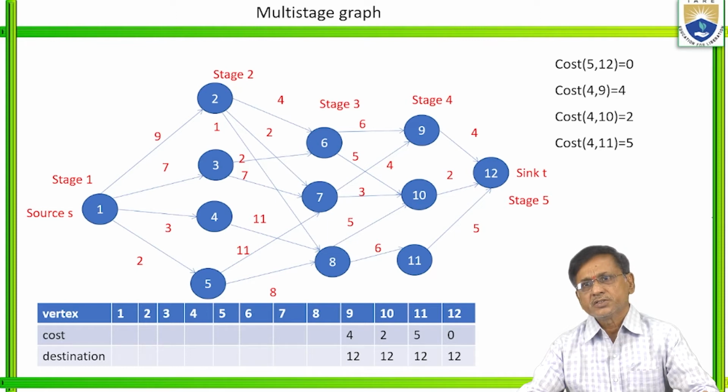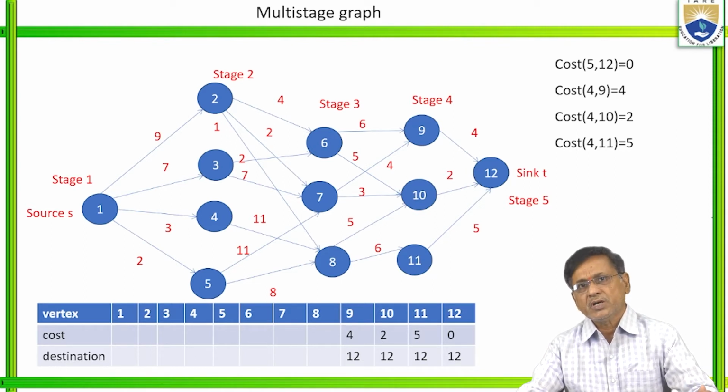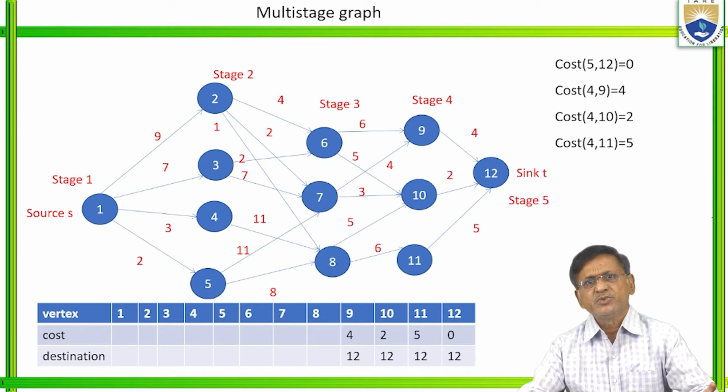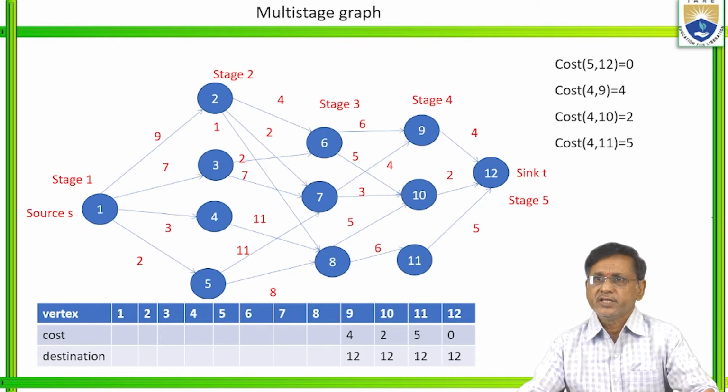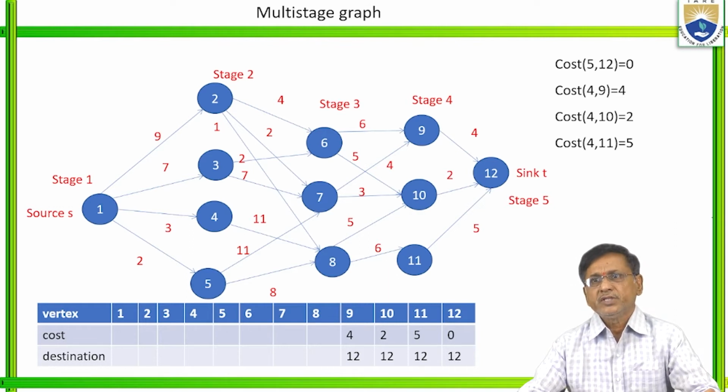Now we have to start with the sink T because it is easy to find out the solution. Suppose if you start from 1, it takes more time to calculate the cost. So that's why we are starting with the sink, that is the stage 5. So first find out the cost of the node 12. We are considering the starting node 12. In that case, the cost required is equal to 0. So that is represented as cost corresponding to the fifth stage of vertex 12 is equal to 0.